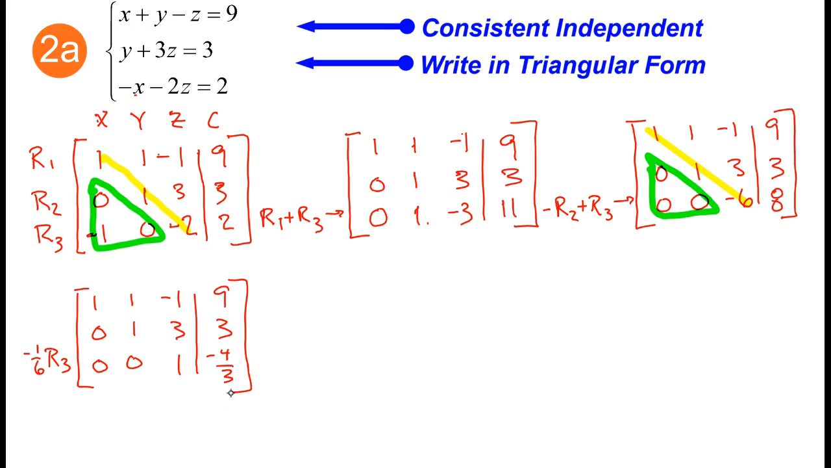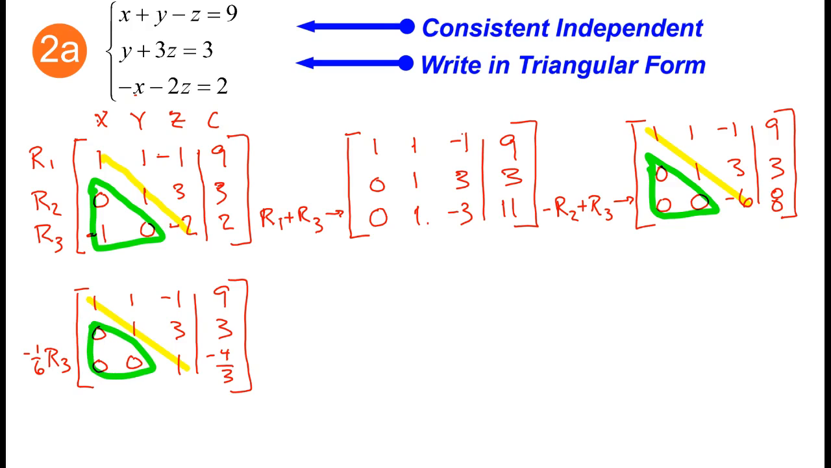So I've achieved my goal. I've written this system of equations. I've used Gaussian elimination to get 1s down the diagonal, 1s down the diagonal and 0s in the corner.